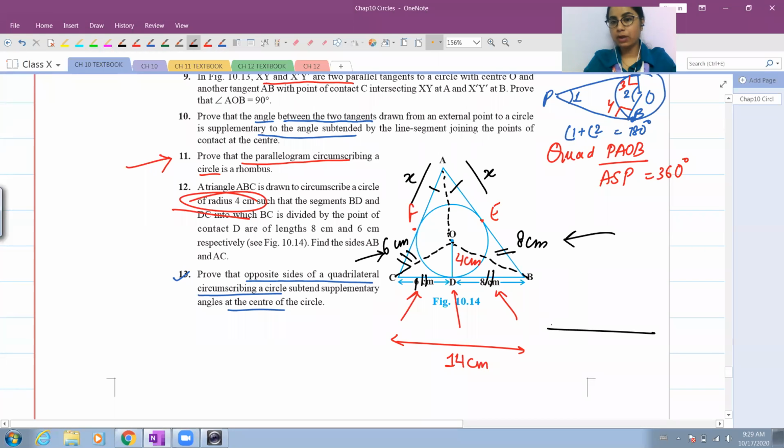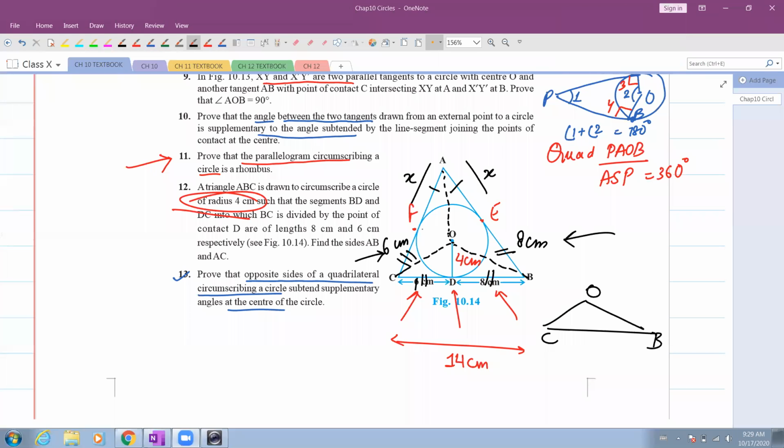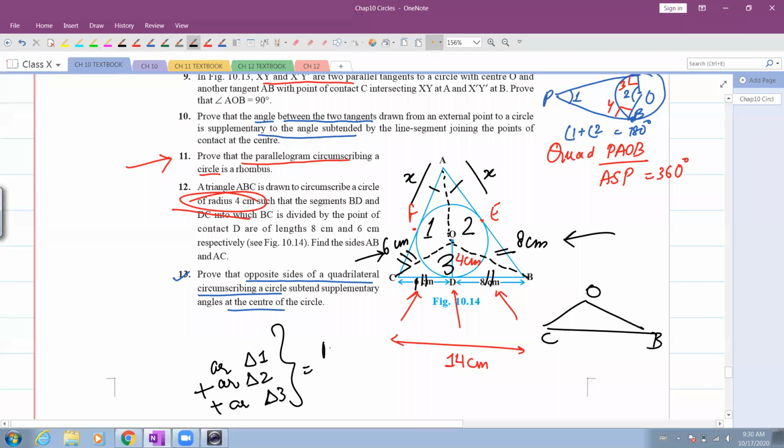आपके पास एक बेस पे ट्राइंगल बन रहा है, ट्राइंगल BOC, and there is one triangle from side AB, AOB, and AOC. I can just number the triangle so that it's easier to identify. This is number one, and this is number two, and this is number three. These are the three triangles. We will be using that area of triangle one plus area of triangle two plus area of triangle three is equal to area of triangle ABC.